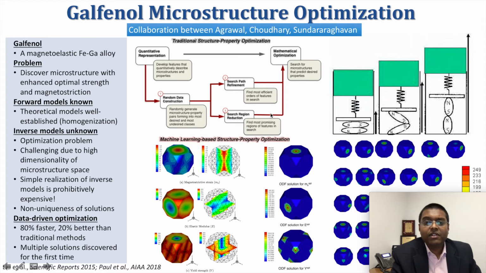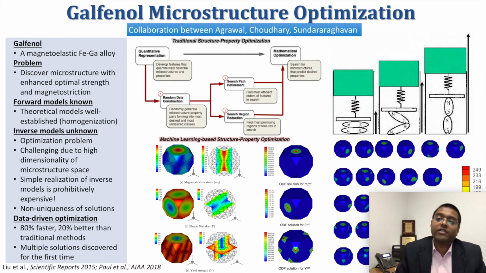So we came up with this data-driven approach of random data construction, search path refinement, and search region reduction, which are based on feature selection and decision tree-based methods. That helped us achieve up to 80% faster and 20% better solutions than traditional methods. And more importantly, for the first time, multiple solutions were discovered. If you remember the PSPP figure, the inverse models are one to many. So we want to be able to identify as many materials as possible which optimize a property. Here you see 26 microstructures that optimize the magnetostrictive property. This was back in 2015, published in Scientific Reports.